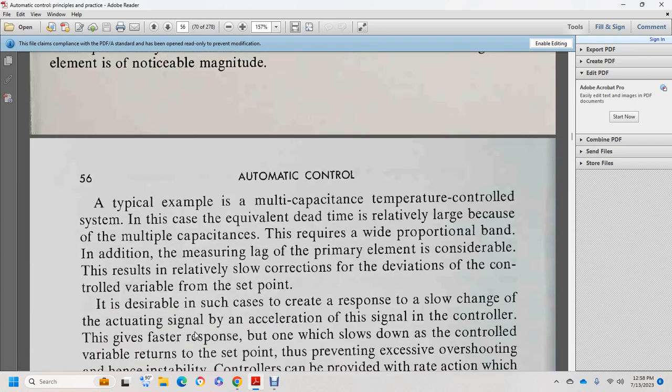A typical example is the multiple capacity of temperature control systems. In this case, the equivalent time is relatively large because of the multiple capacity, requiring a wide proportional band. With the addition of the measuring lag of the primary element, the result is a relatively slow correction for a deviation of the control variable from the set point.